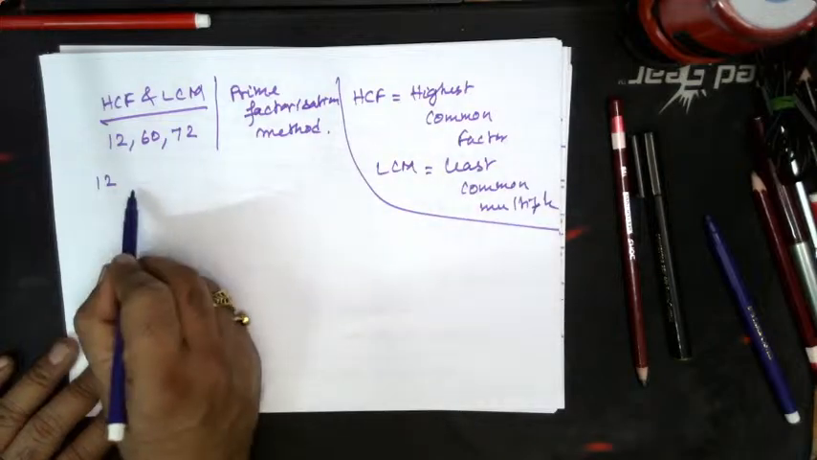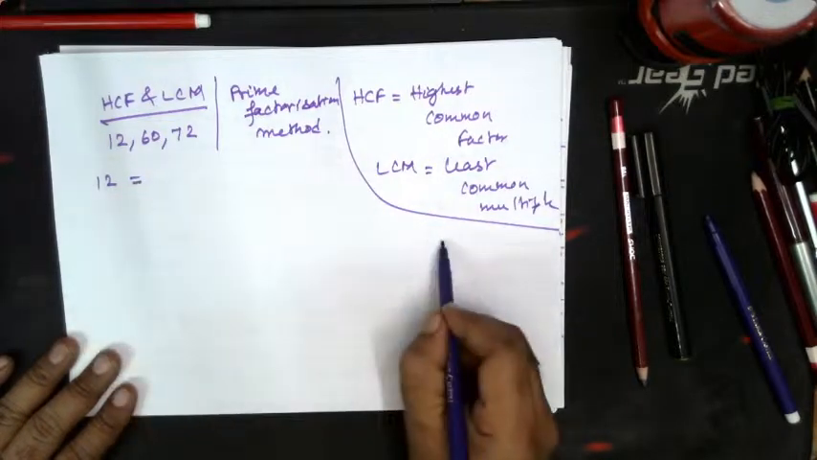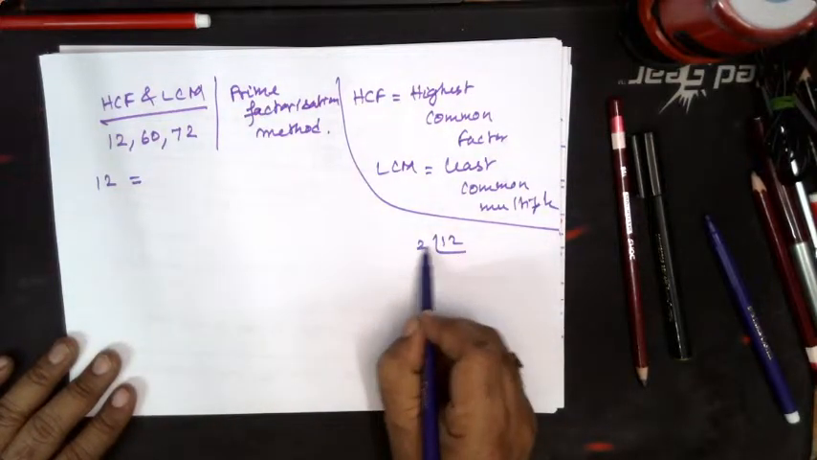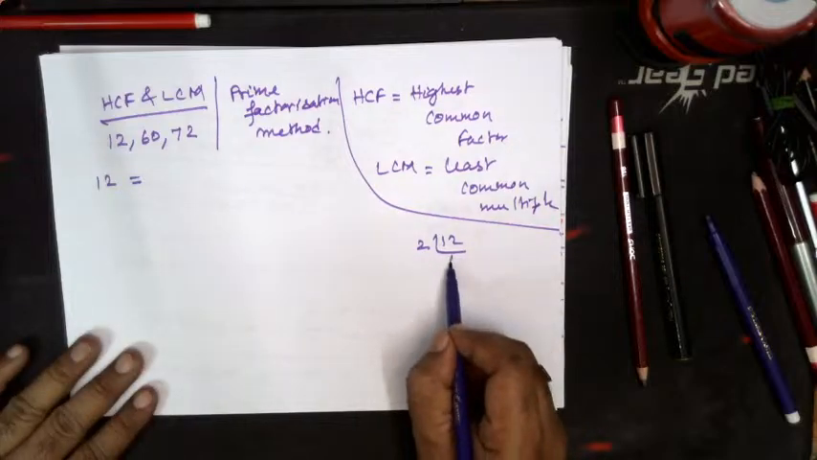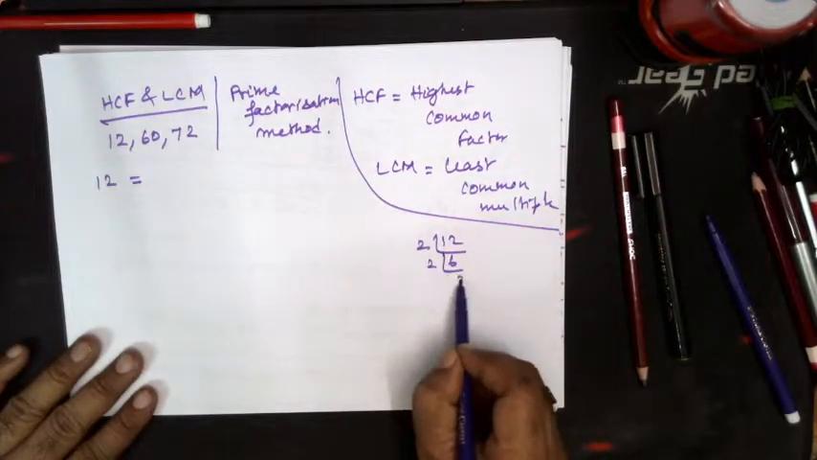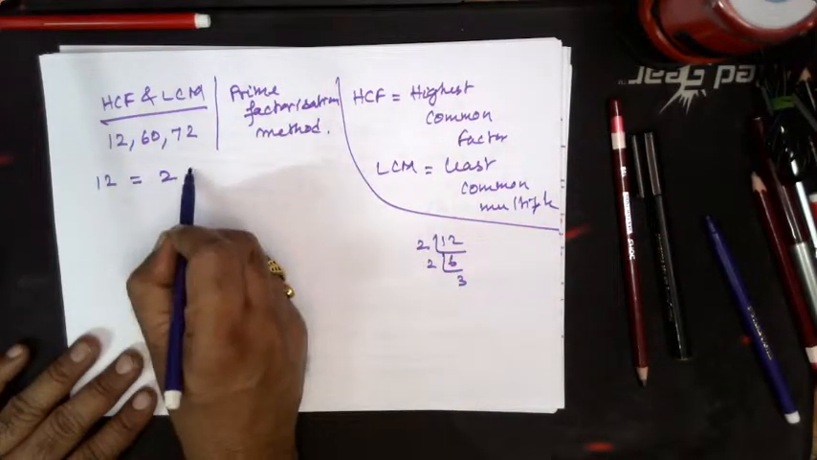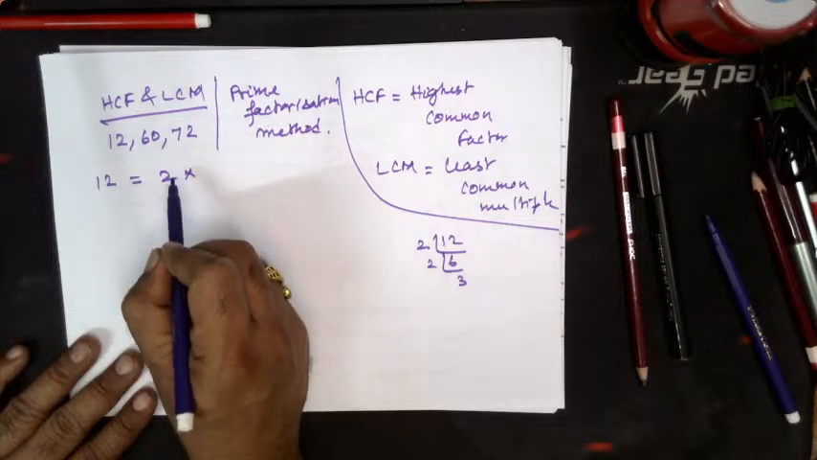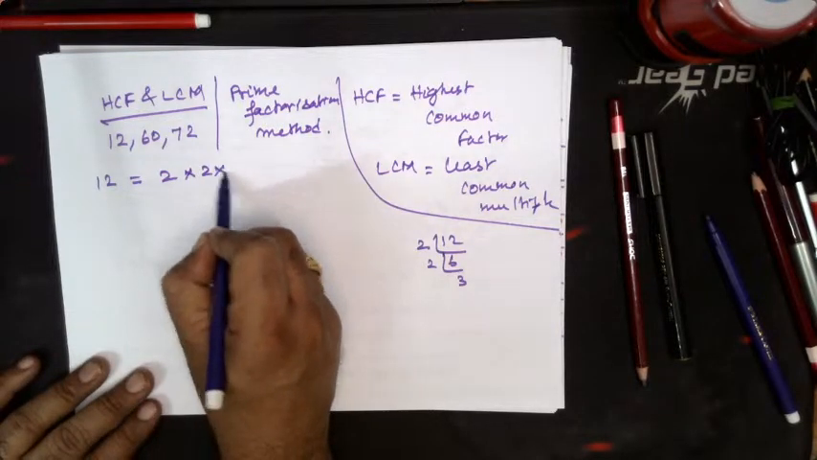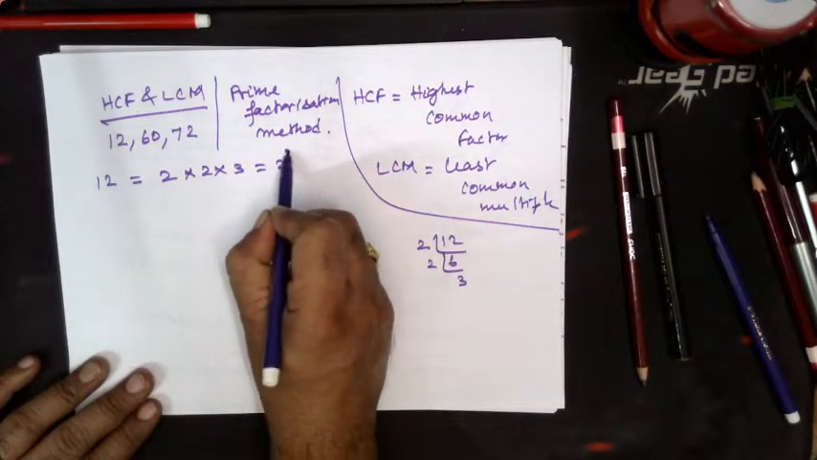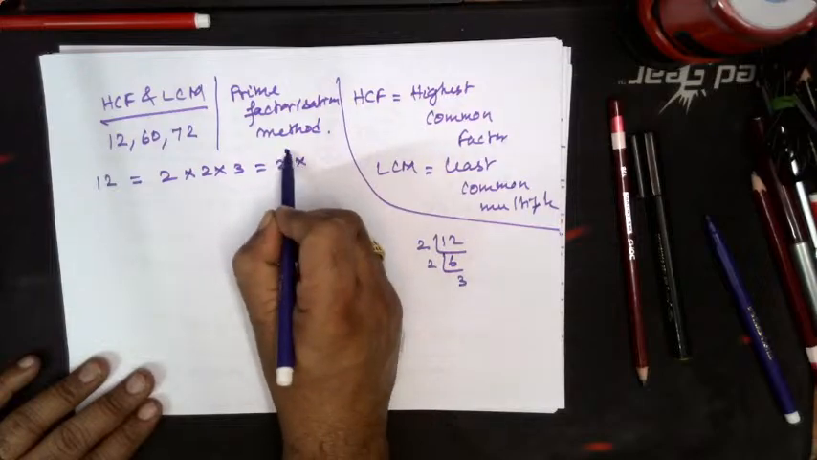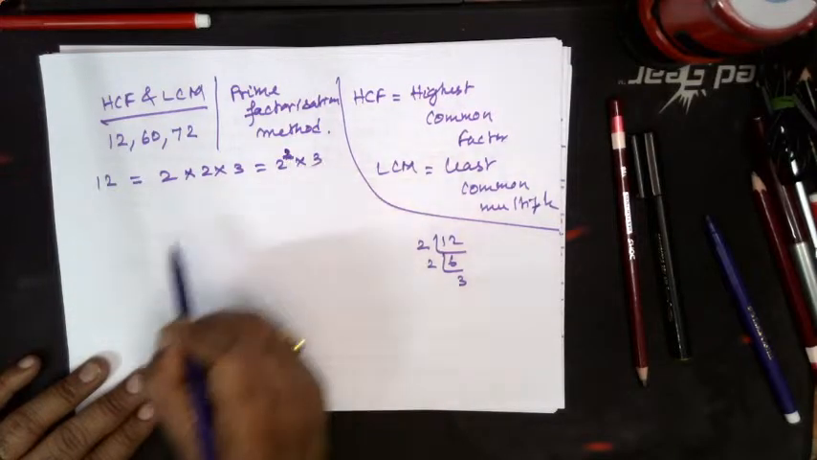Now let us add 12. So what are the factors of 12? Start with 2, prime factor. How much? 6. Again 2, 3. So this is 2 squared. Is it not 2 into 3, which is nothing but 2 squared into 3, right?